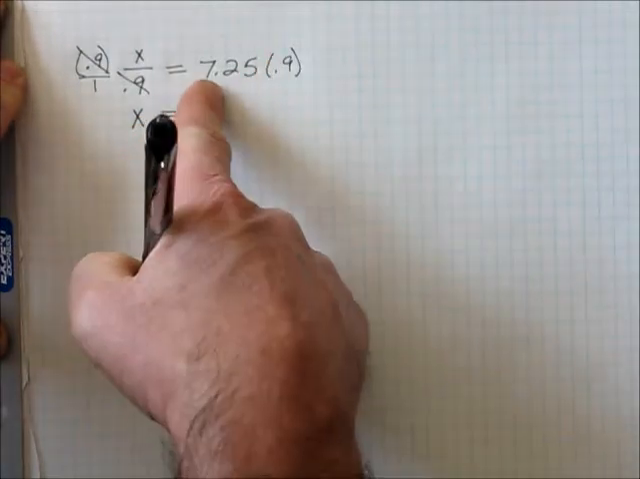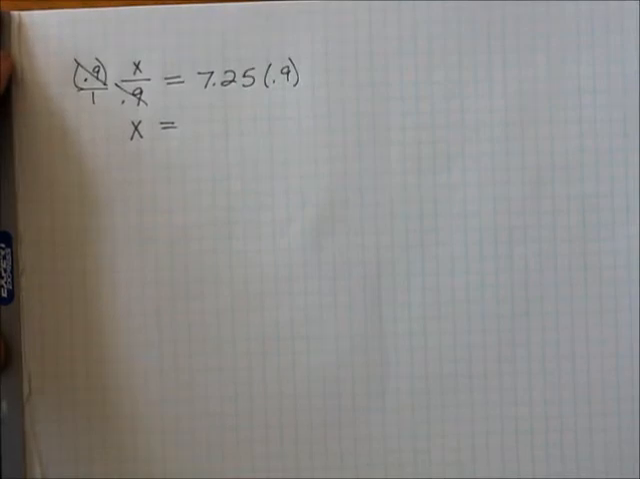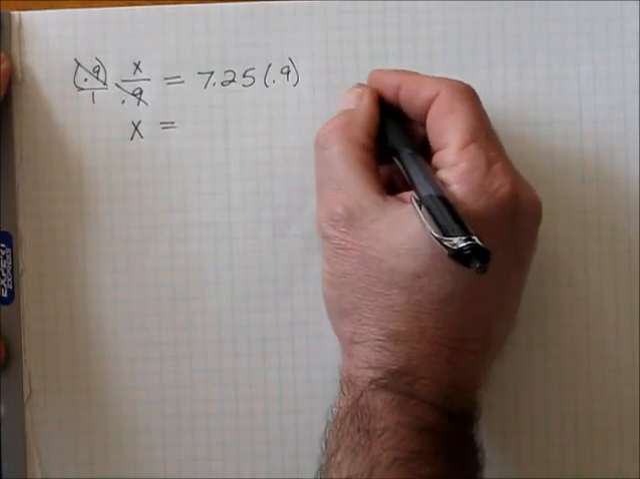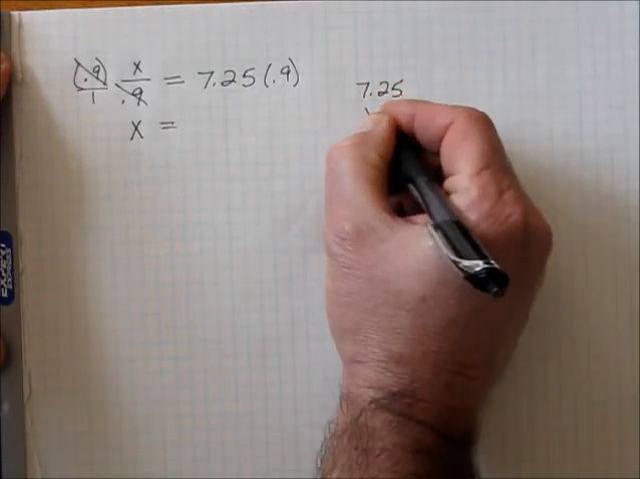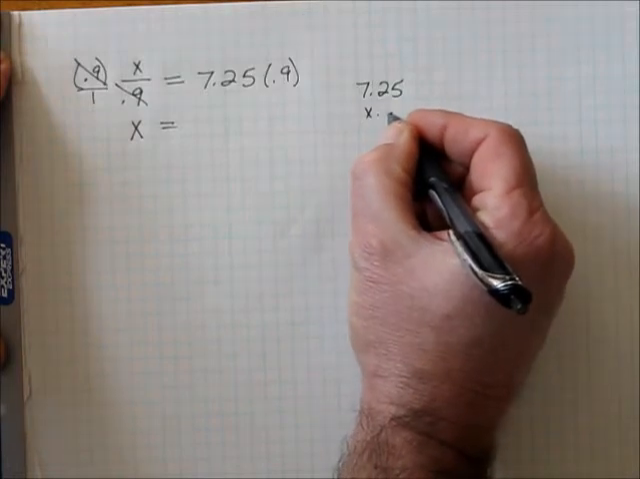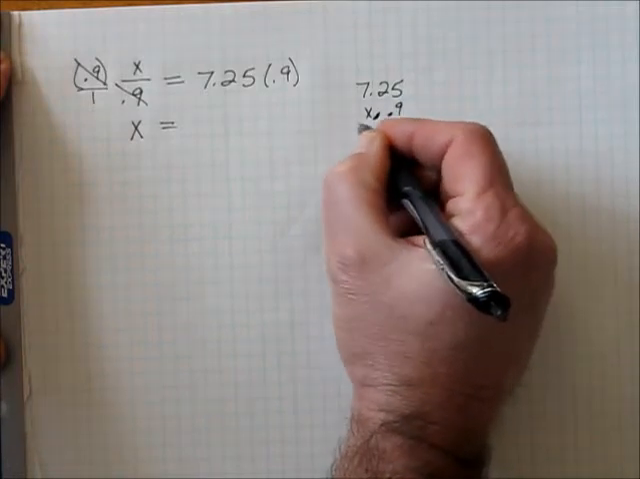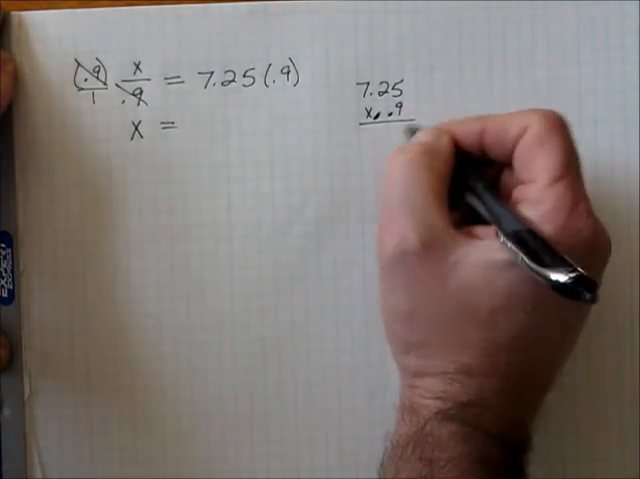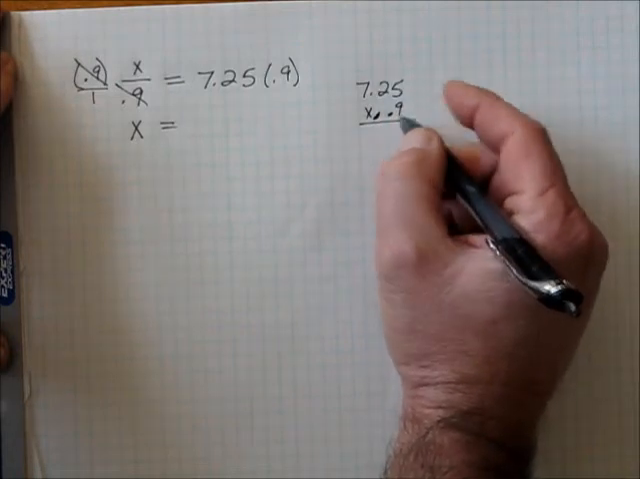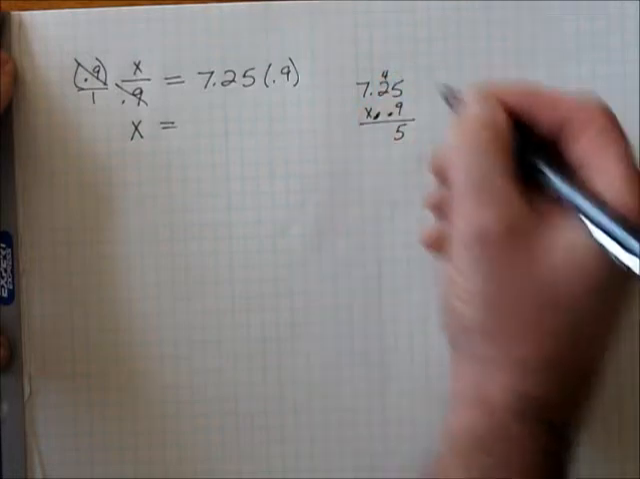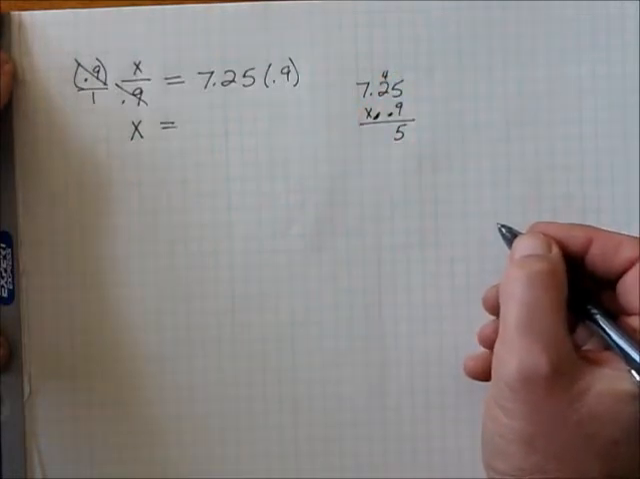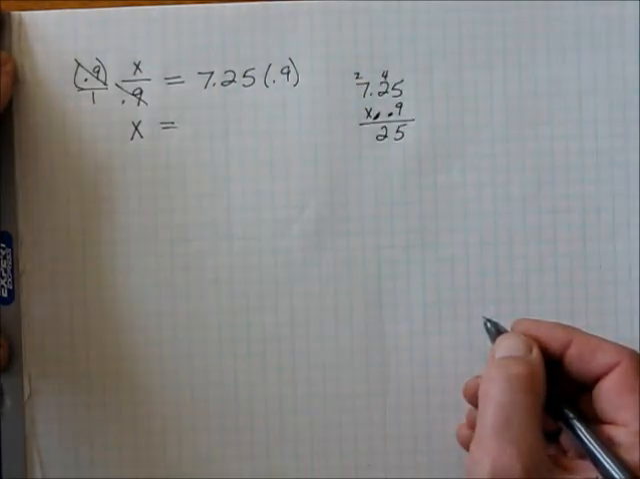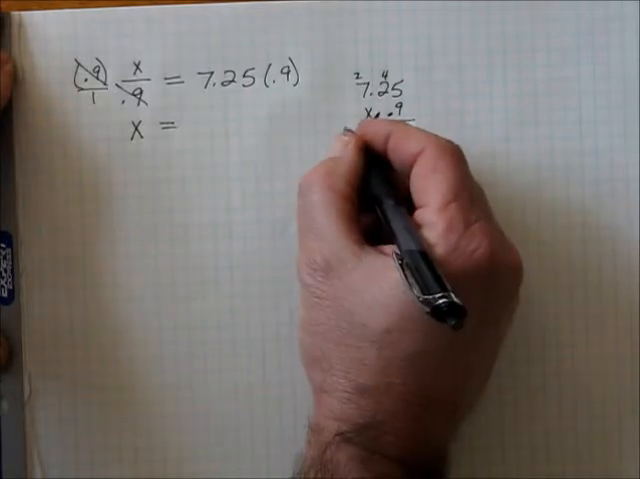On this side, I have 7.25 times 0.9. I usually do little calculations like that off to the side. So I'm going to go 7.25 times 0.9. I don't line up the decimals when I'm multiplying or dividing. So I'm just going to multiply, ignoring the decimals first. 9 times 5 is 45. Carry the 4. 9 times 2 is 18, plus 4 is 22, and carry the 2. And 9 times 7 is 63, plus 2 is 65.